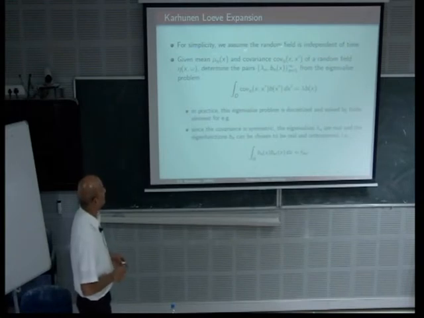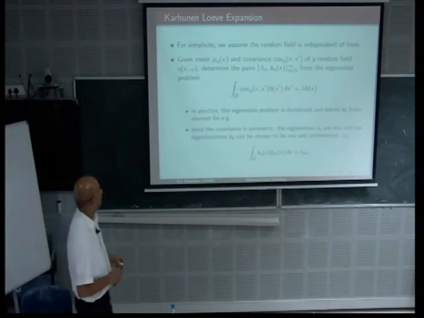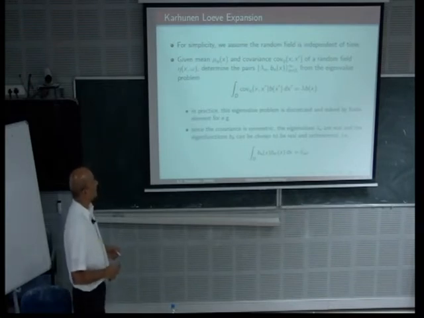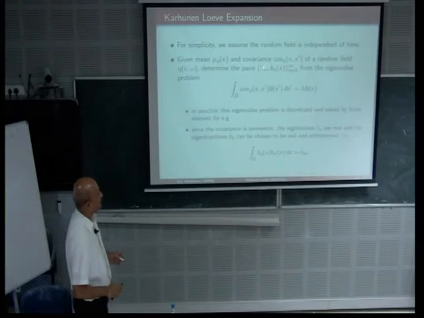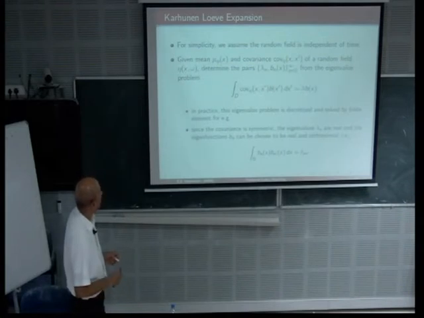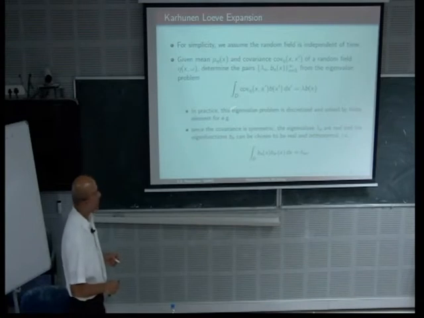Let's assume for simplicity the random field is independent of time also. Then given mean and covariance of the random field, say eta, you can determine the pairs, eigenvalues and eigenfunctions, infinitely many, from this eigenvalue problem. So this is a given function. We have a correlated random field, then covariance is known. So you can solve this eigenvalue problem. Of course, in practice you have to discretize too. This integral can be done with a simple integration. Then you have a simple eigenvalue problem to solve. You solve it, you get these eigenpairs.